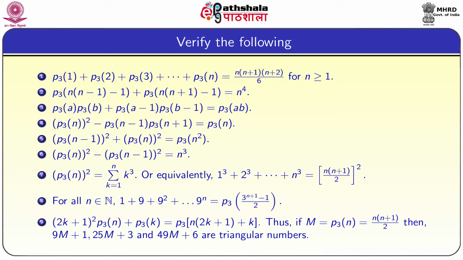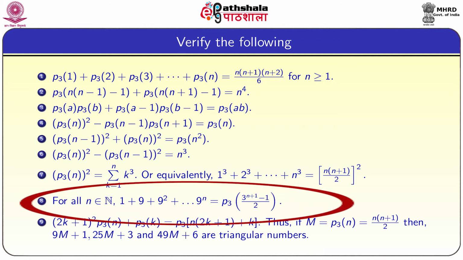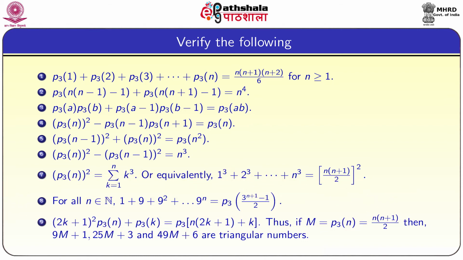If you look at the eighth one, it is also very interesting: 1 plus 9 plus 9 square and so on up to 9 power n is equal to P3 of (3 power n plus 1 minus 1) by 2. That means all the numbers of the form 1 plus 9 plus 9 square and so on plus 9 power n are triangular numbers.